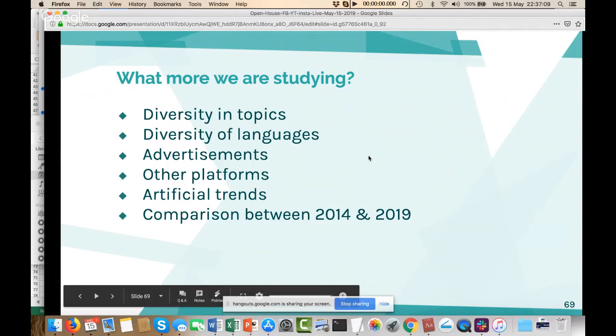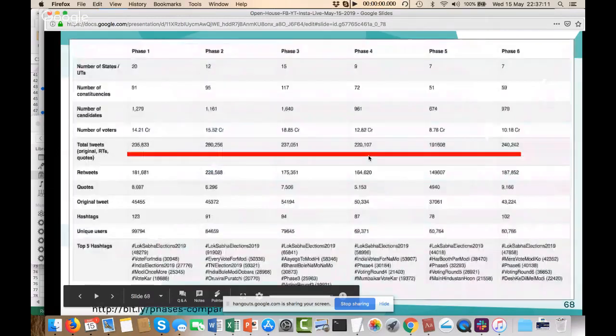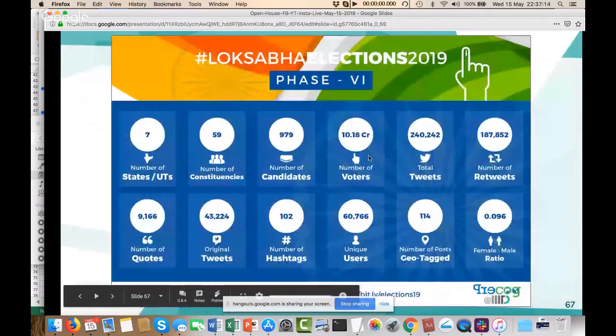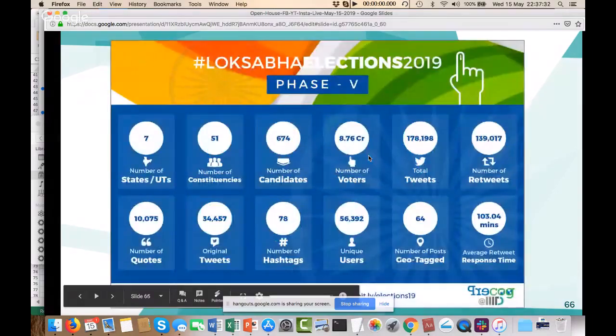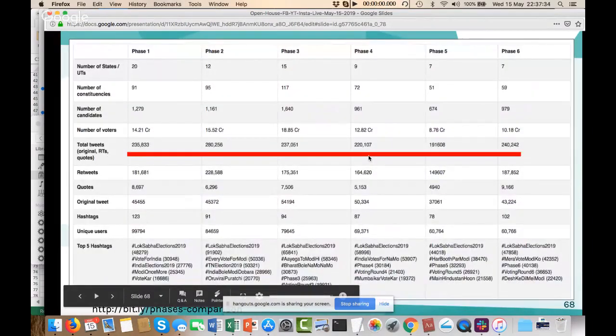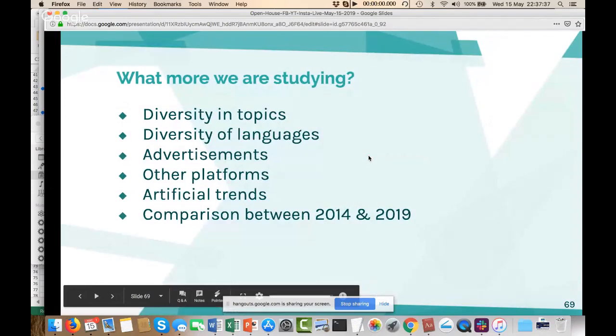So, diversity of topics, how the topics are being talked about, hashtags and everything. Diversity of languages, right? Let's go back to the summary slide. If you look at the slide, phase four: English, Hindi, Marathi, Tamil, and I think that's Bangla. 265 posts are from Bangla, right? Can we do some analysis on the tweets in these languages? That's a question we are trying to ask in terms of diversity of languages.